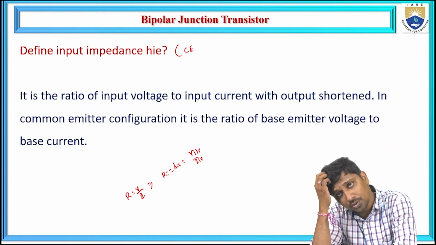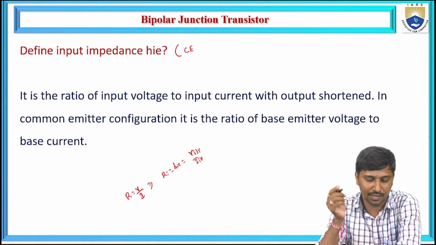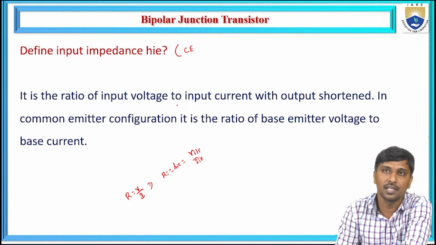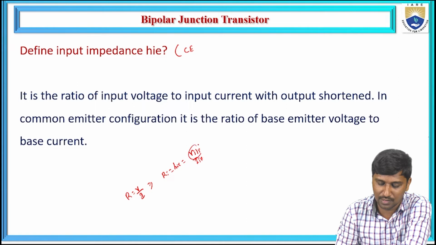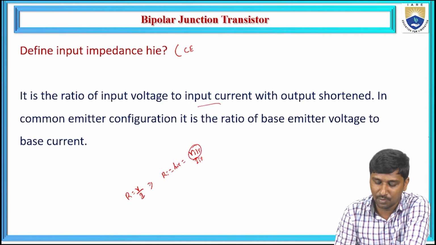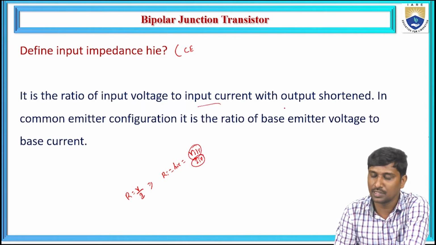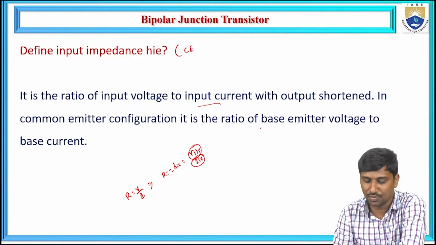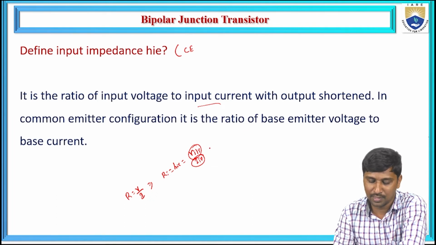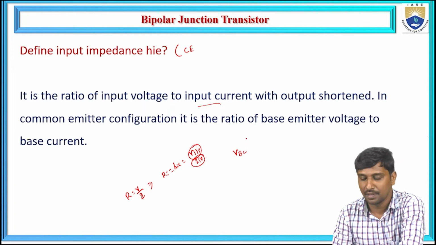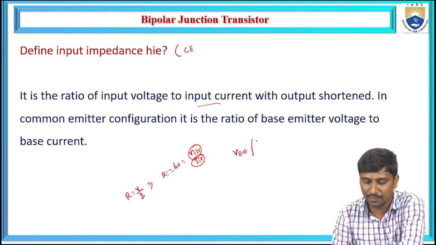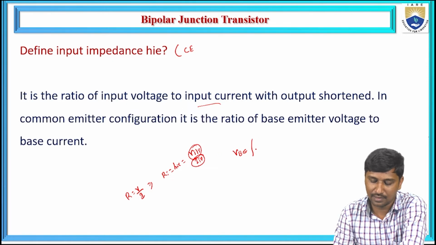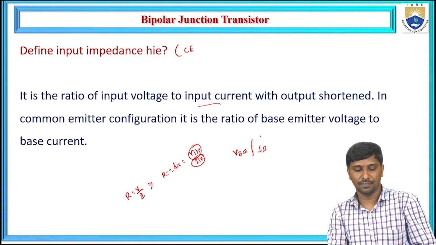So it can be observed under the input characteristics. Hence, it is the ratio of input voltage to the input current with the output shorted. In this common emitter configuration, the input voltage is the base emitter voltage, since the emitter is common, represented as VBE, and the input current is across the base, hence it is represented as IB.